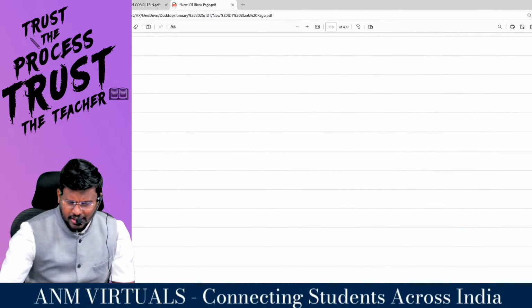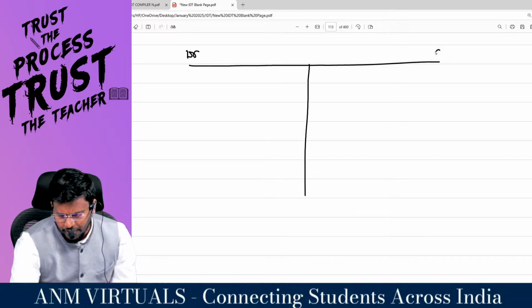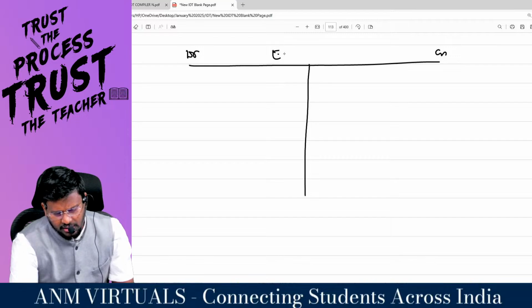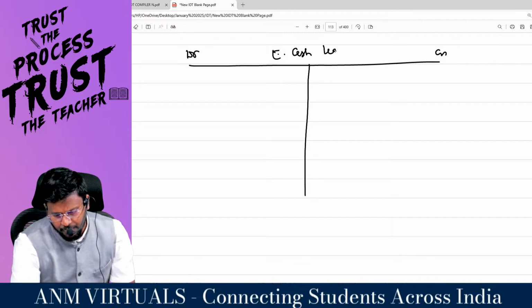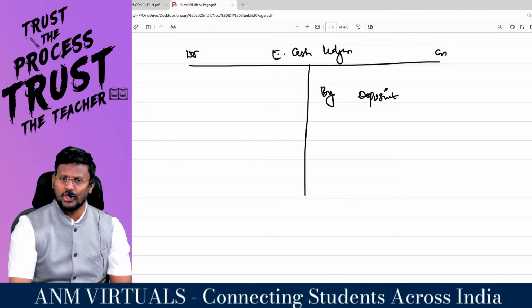So, this is how the electronic cash ledger looks like. Look here. This is the ledger. This is the debit side of the ledger, and this is the credit side of the ledger. This is the electronic what ledger? Cash ledger. All the deposits will come and sit in the electronic cash ledger.